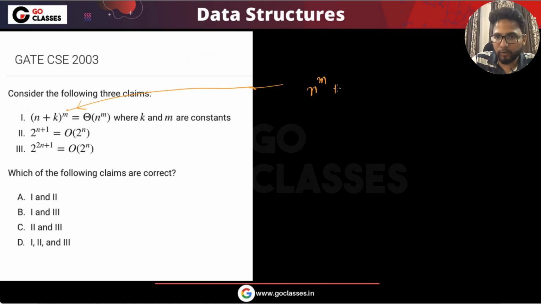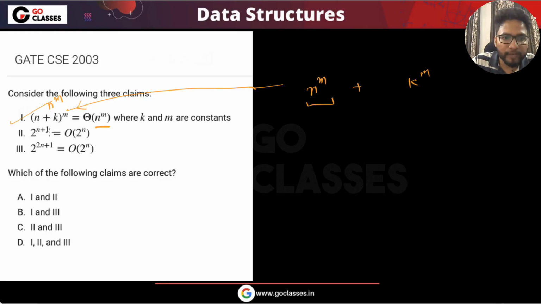Okay, n^m times k, whatever, you can expand this series. It does not matter. If you want, you can expand; otherwise, you do not need to actually expand. So the largest term here will be n^m only, right? The dominating term here is n^m, and similarly the dominating term here is n^m. So both are actually equal. So yes, this is right.